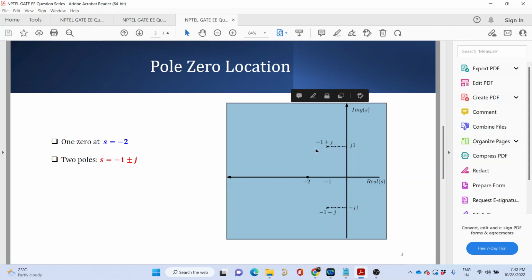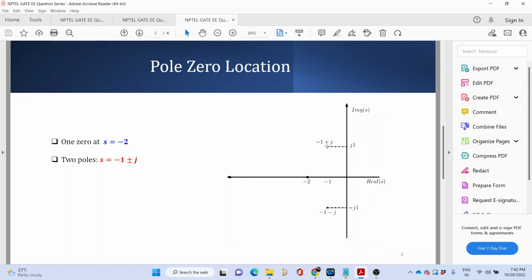It will start from this point. It will meet the real axis somewhere over here, and then one branch would move towards this open loop zero. Another branch will go towards infinity. Right? Okay, sir. Is it so? What do you think? No, I do not know. I'm just asking you. Do you agree with my argument or you don't?